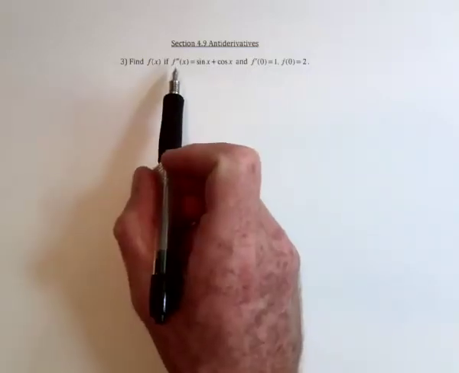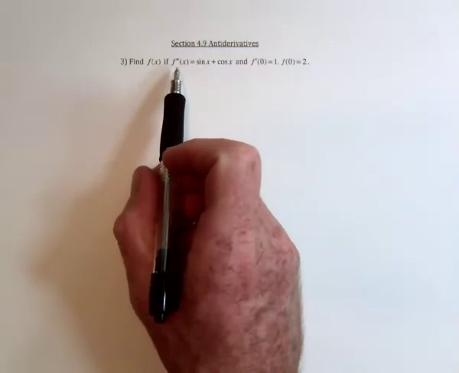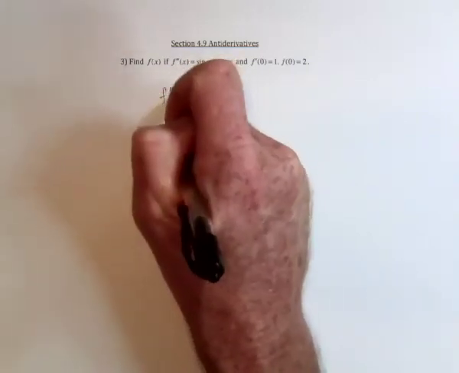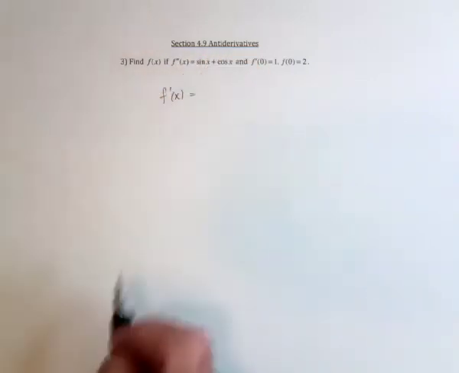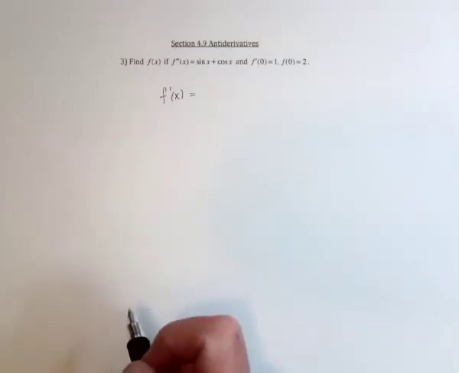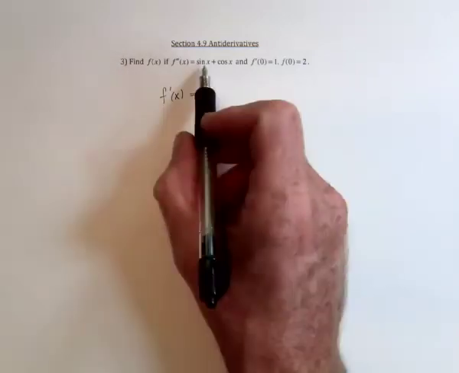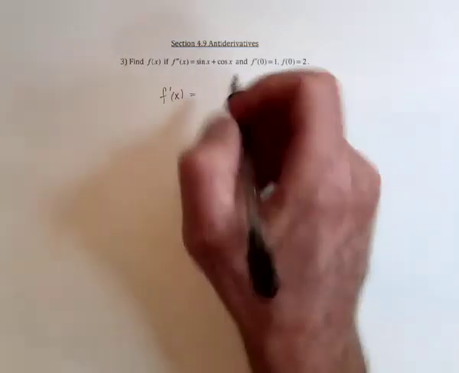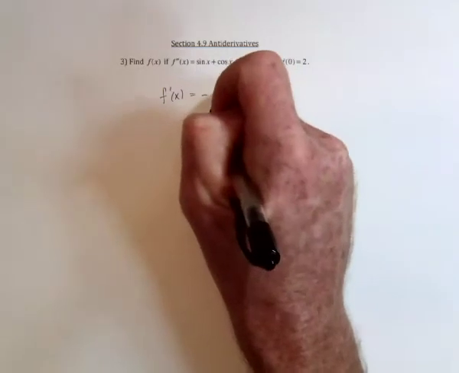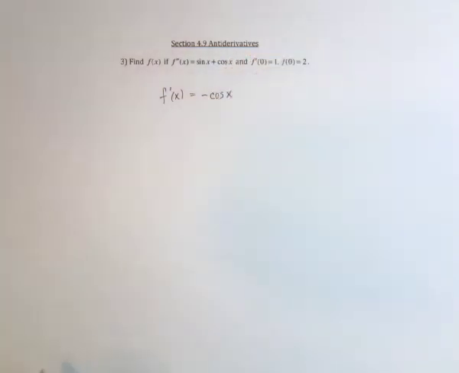And to make it a little more interesting this time, the second derivative is given. So we'll need to find the antiderivative, and that's going to be the first derivative. And then we need to find the antiderivative of that to get the original function f. So for sine, the antiderivative is negative cosine of x.